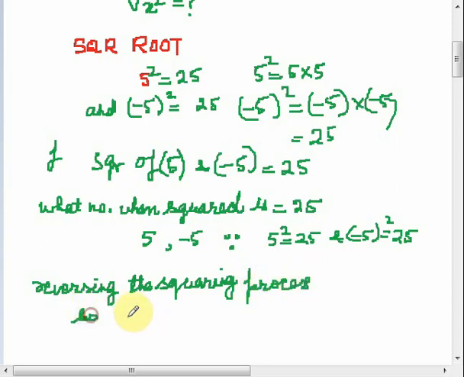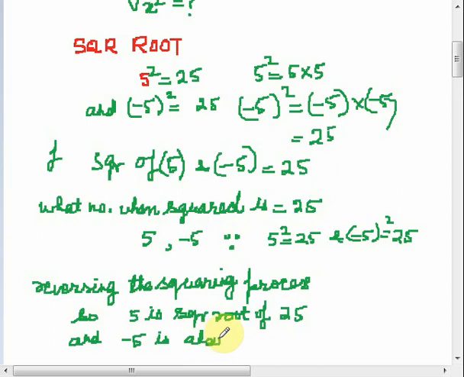So 5 is a square root of 25, and minus 5 is also a square root of 25.